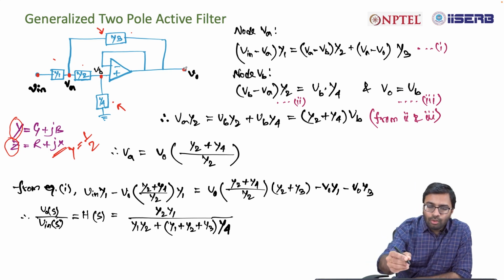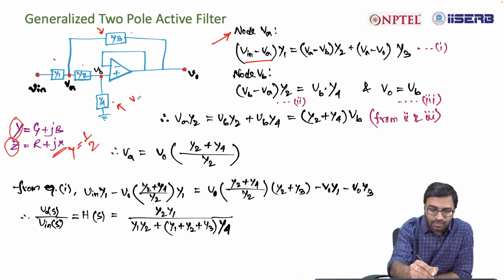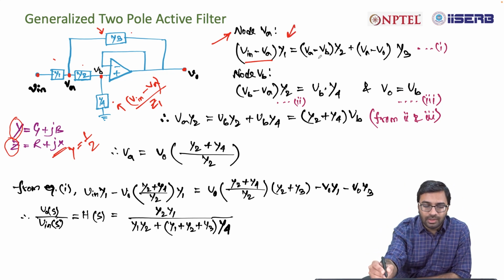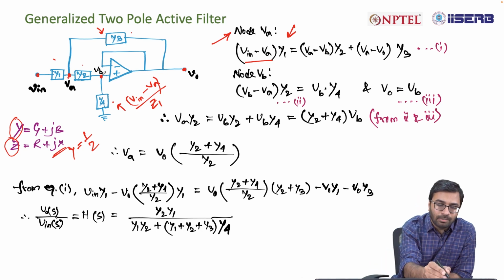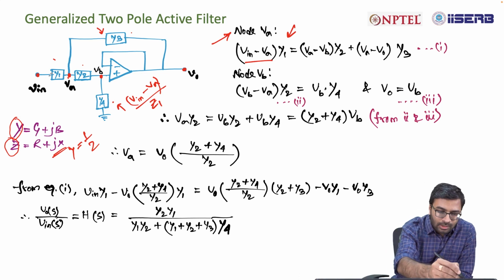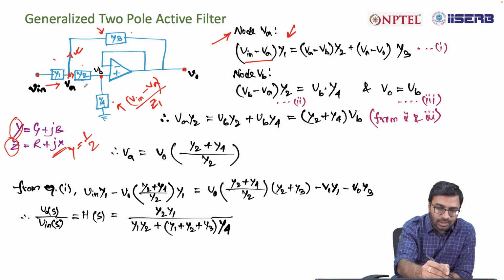Now in node A, if you write the equation, it's nothing but V in minus VA into Y1. It's actually V in minus VA divided by Z1 if you replace Y1 with Z1, right? Now 1 by Z1 is Y1, so that's why we wrote V in minus VA into Y1 is equal to VA minus VB into Y2 plus VA minus V0 into Y3, because the current will go in these two directions. So the current here is a summation of the current in this loop and the current in this direction, right?